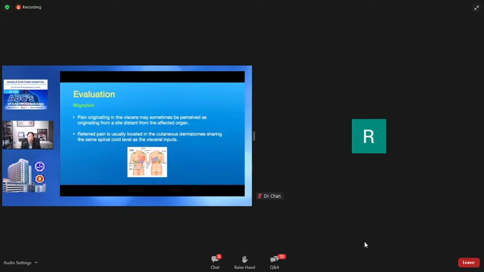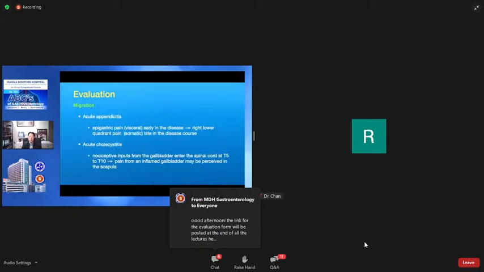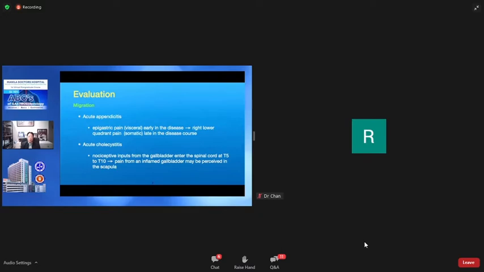Referred pain is usually located in the cutaneous dermatomes, sharing the same spinal cord level as the visceral inputs. One classic example is acute appendicitis. Usually it starts with epigastric pain early in the course of the disease. Then it is followed by right lower quadrant pain later in the illness when the parietal peritoneum becomes involved with the inflammatory process.